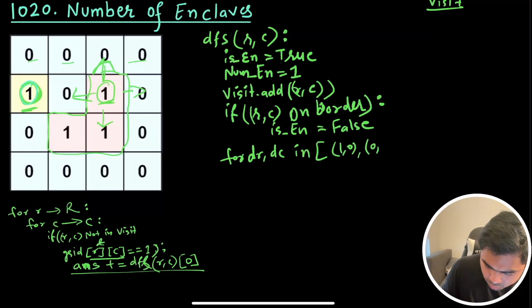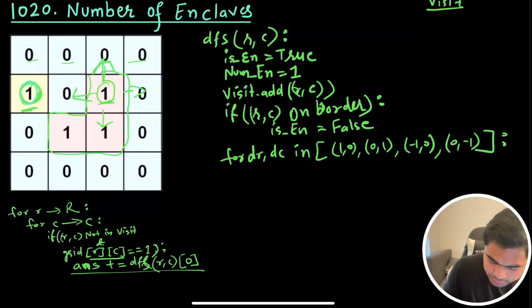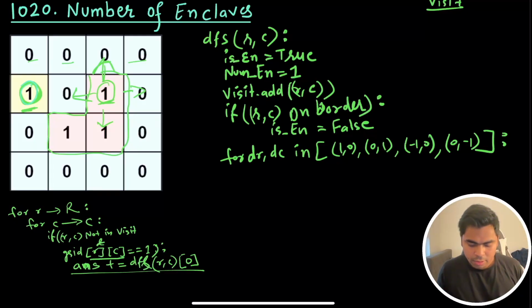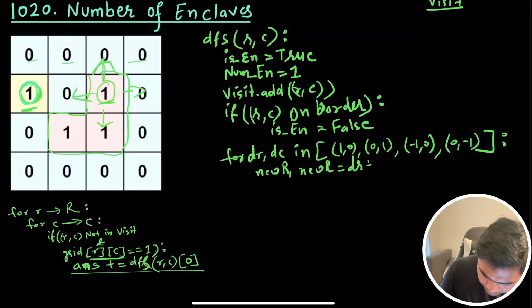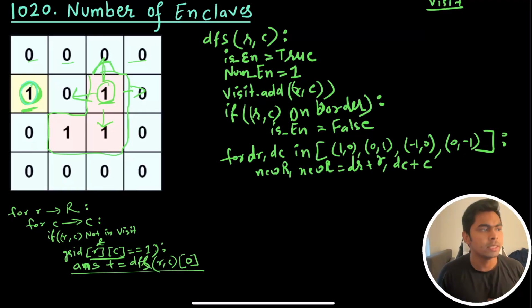So for this, let's say dr and dc in, we can have all those directions: 1 0, 0 1, -1 0, and 0 -1. All those 4 directions. Now here we are going to have a check on this new r and new c that we should be getting by adding dr plus r and dc plus c. All right, I hope you can see that.